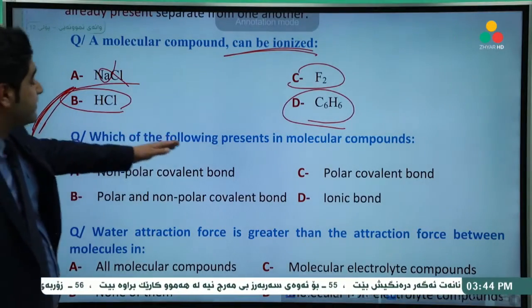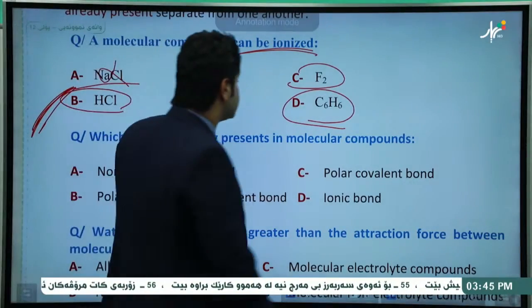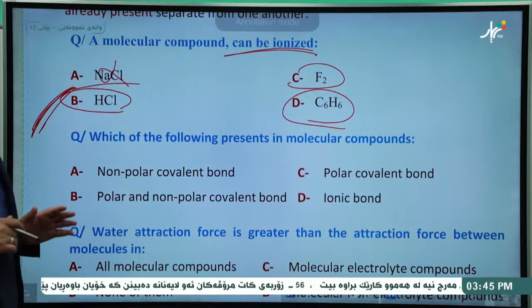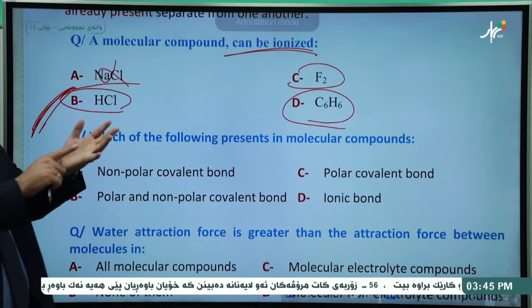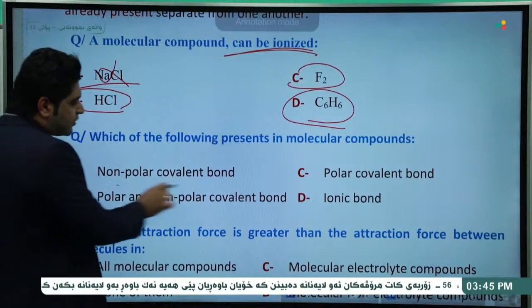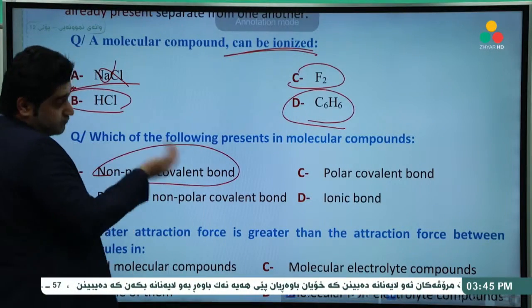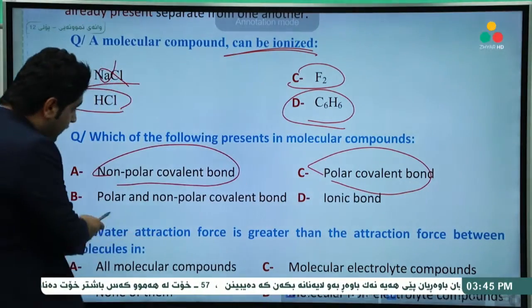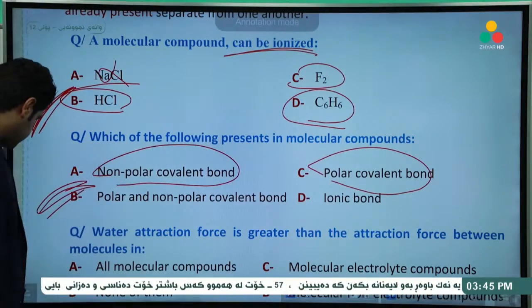Which of the following is present in a molecular compound? We know that molecular compounds are of two classes, polar and nonpolar. Only nonpolar covalent compounds? No, we have polar also. Only polar covalent compounds? No, we have nonpolar also. Polar and nonpolar? Yeah, that's the right answer.